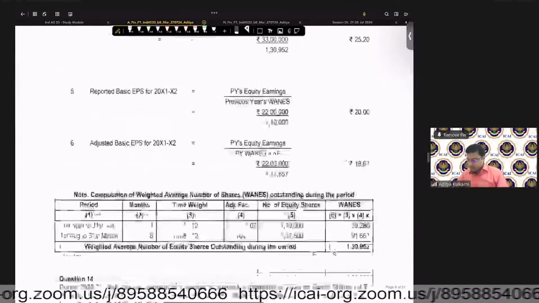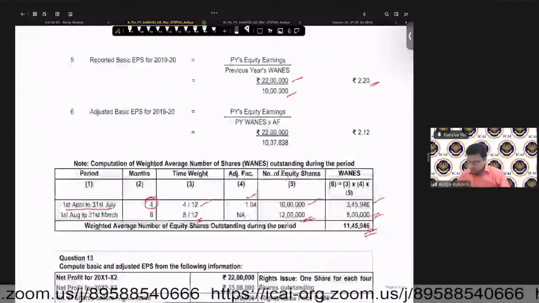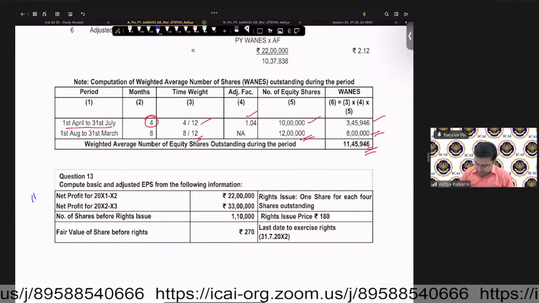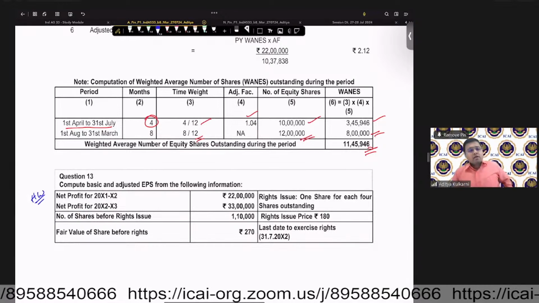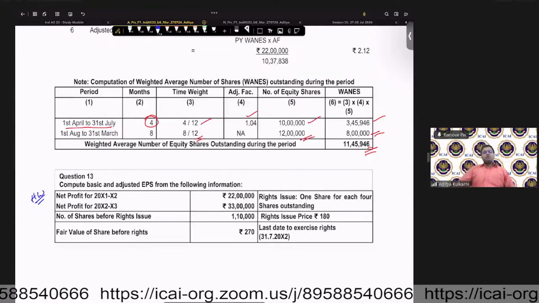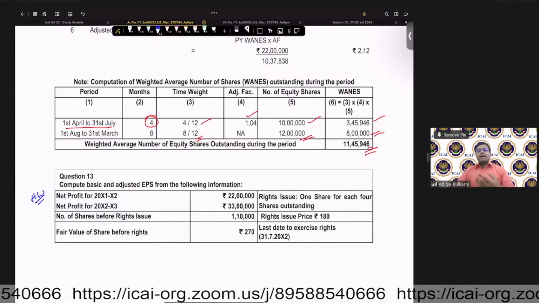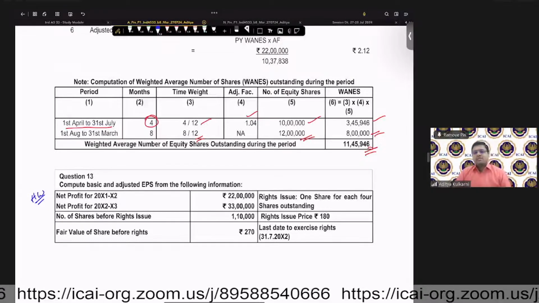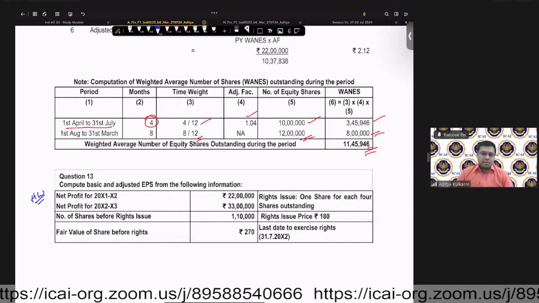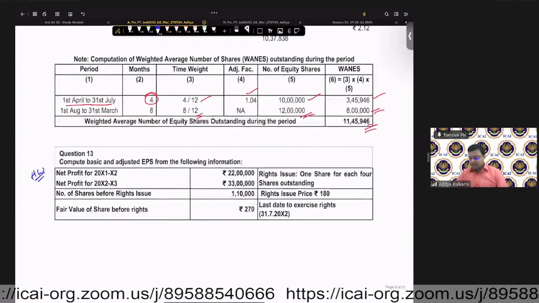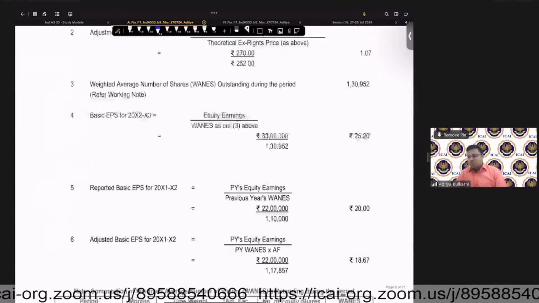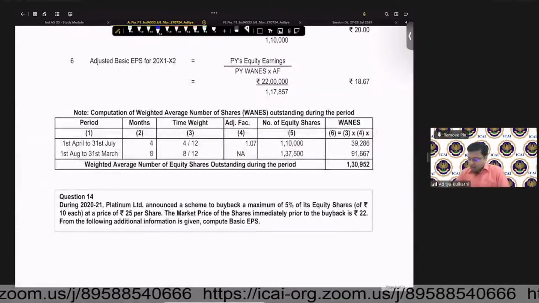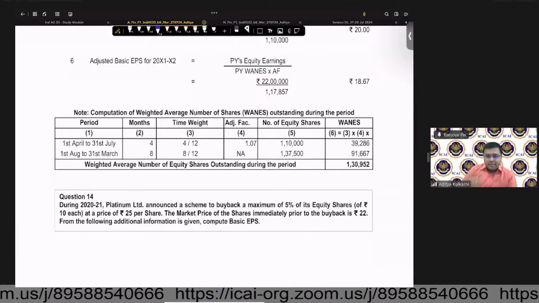All right. So now what I want you to do is try question 13 as homework. It is exactly the same as question 11, but you will have to do it without looking at the solution and try to solve it using both the methods. That means the rights adjustment factor as well as understanding the bonus component that we did for our understanding. So that will help you to cement the concept permanently.